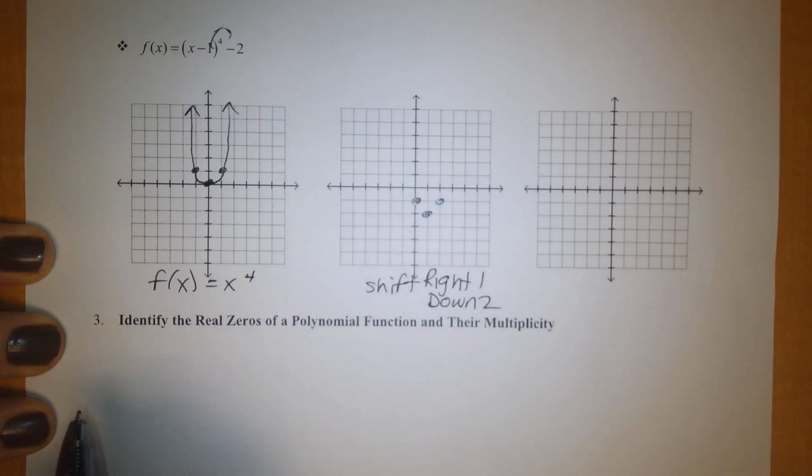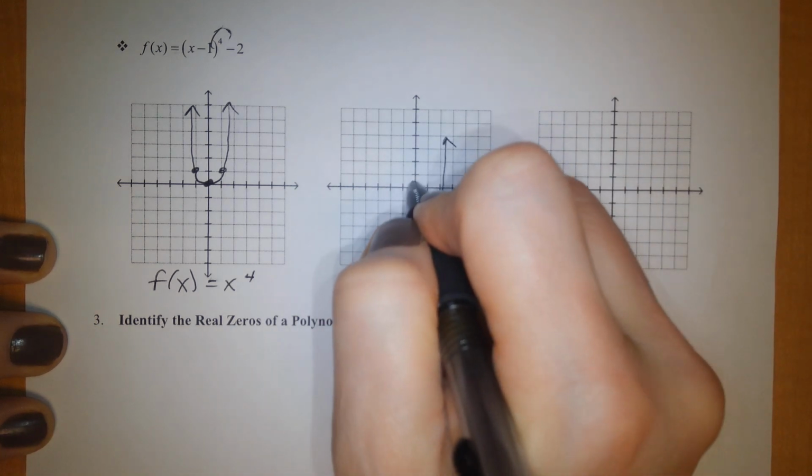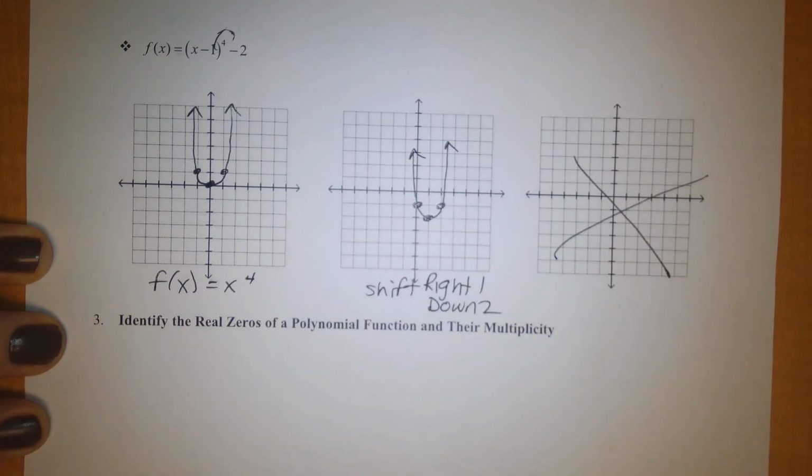So these are going to be the same 3 points. And we're going to go up from there. And that's my final graph.